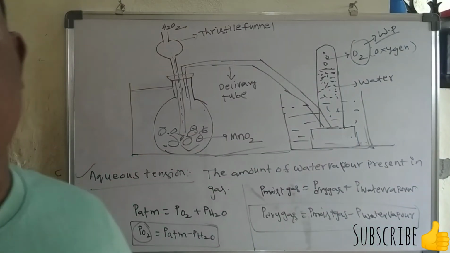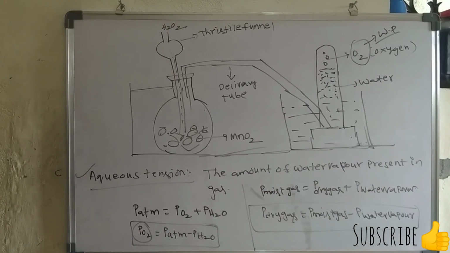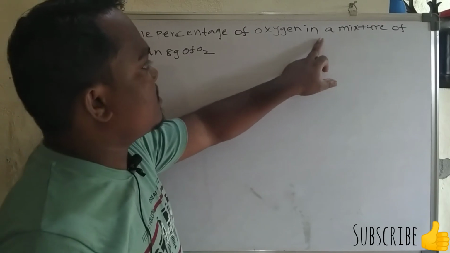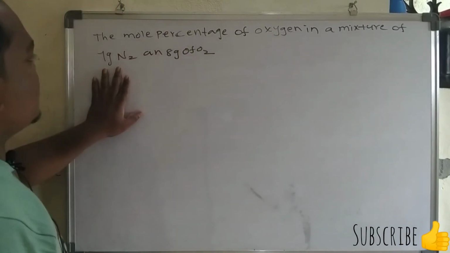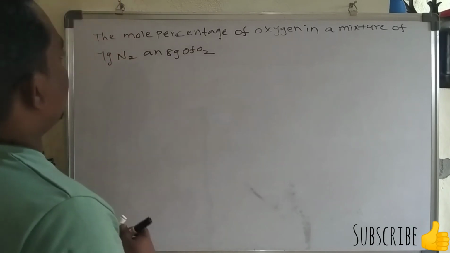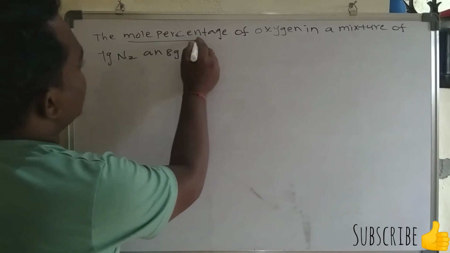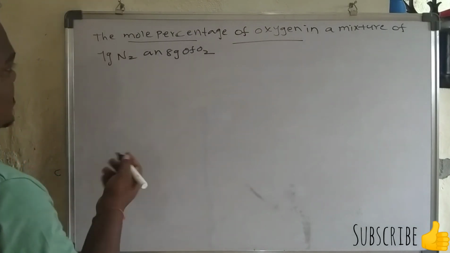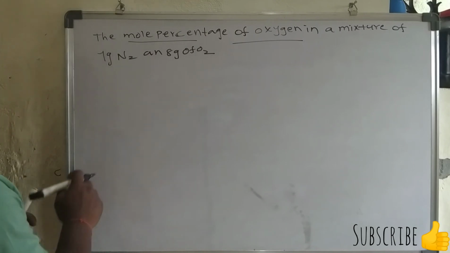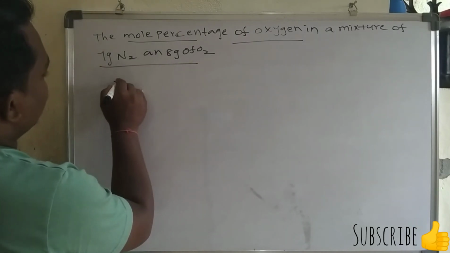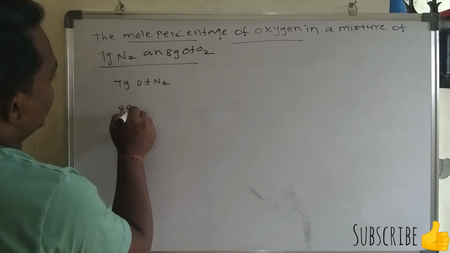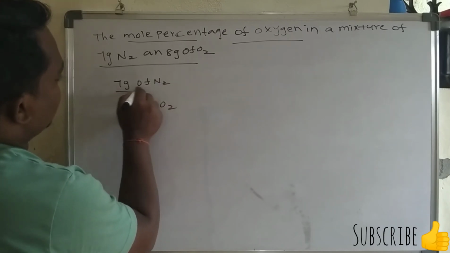So let me go for one problem based on this. See the question here: find the mole percentage of oxygen in the mixture of 7 grams of N2 and 8 grams of O2. How many mole percent is oxygen here? First of all, we should find the moles of oxygen and nitrogen in the mixture. The data given is 7 grams of N2 and 8 grams of O2.